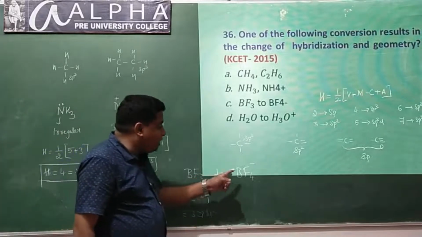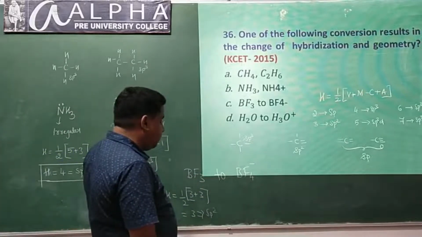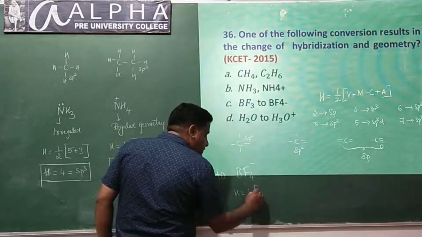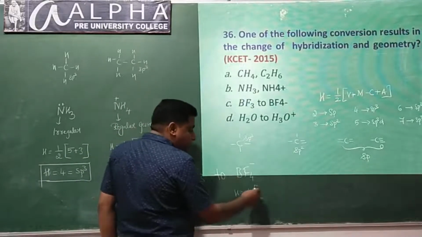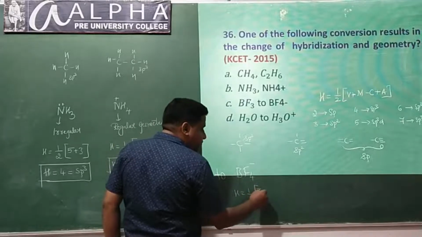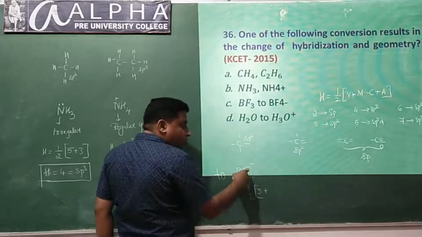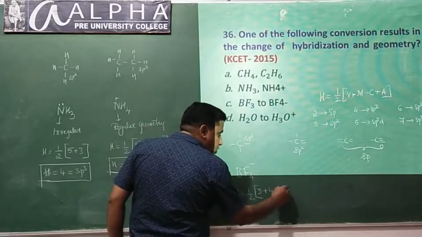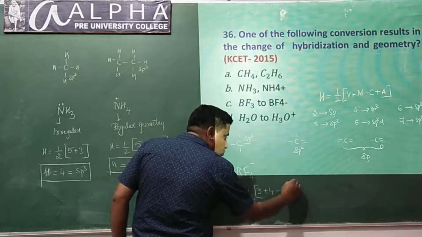If it goes to BF4 minus, now check, H is equal to half of, boron 13th group, so total number of valence electrons 3 plus total number of monovalent atoms 4. Now total positive charge 0, total negative charge 1.